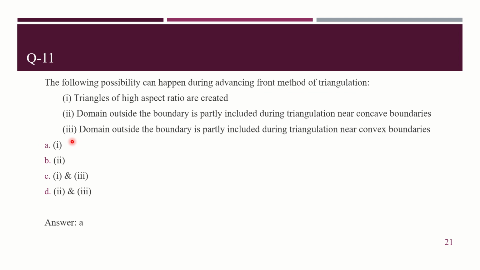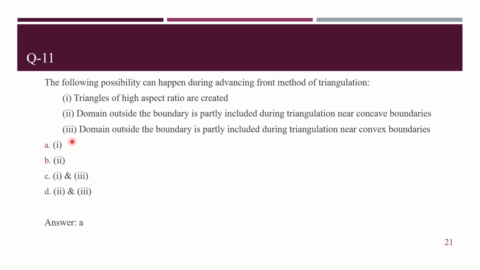Option B, 2, that is false. Option C, 3, that is again false. Option C, 1 and 3, because it is including 3, that is a false statement. Option D, 2 and 3, again it is false. So now the answer is option A, because the first statement alone is the right statement.